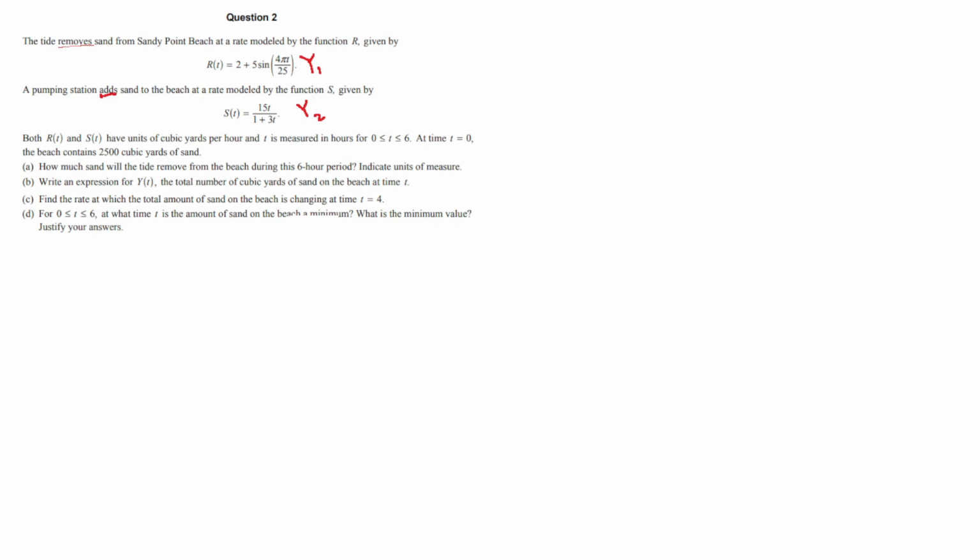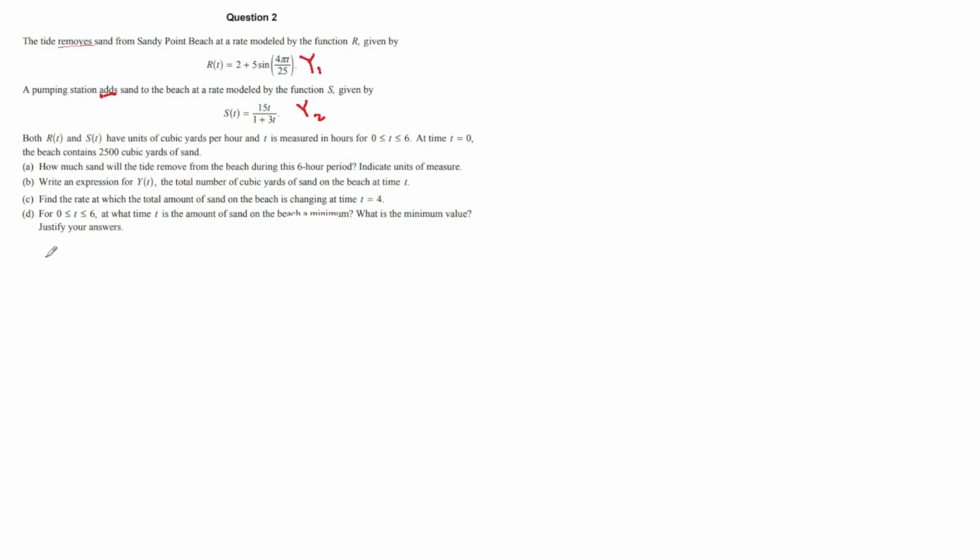So we need to make a function that models how many cubic yards of sand are on the beach at any time t. So we're going to have to use integrals again, remember, because integrals give us the total amount of sand for each function. So first, with any question like this, we have to see how much sand there is at time t equals 0. So at t equals 0, the beach contains 2,500 cubic yards of sand.